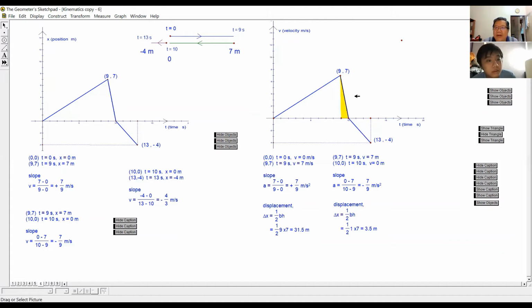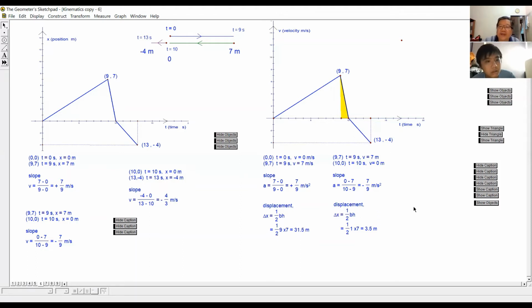So the area under the graph is this one, right? Area under the graph is this for this part. And it is in the shape of a triangle. So if it's in the shape of a triangle, I use the formula half base times height to find the distance covered, or the difference in displacement during this deceleration period.